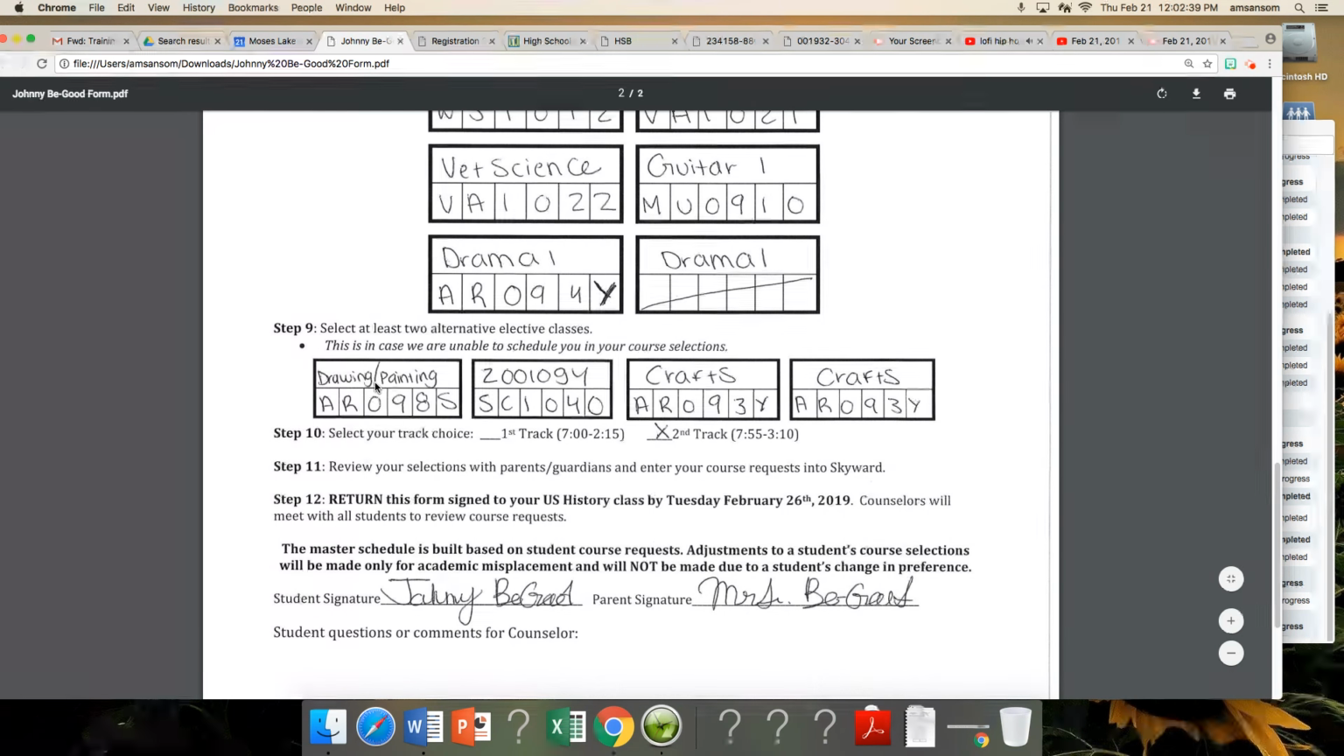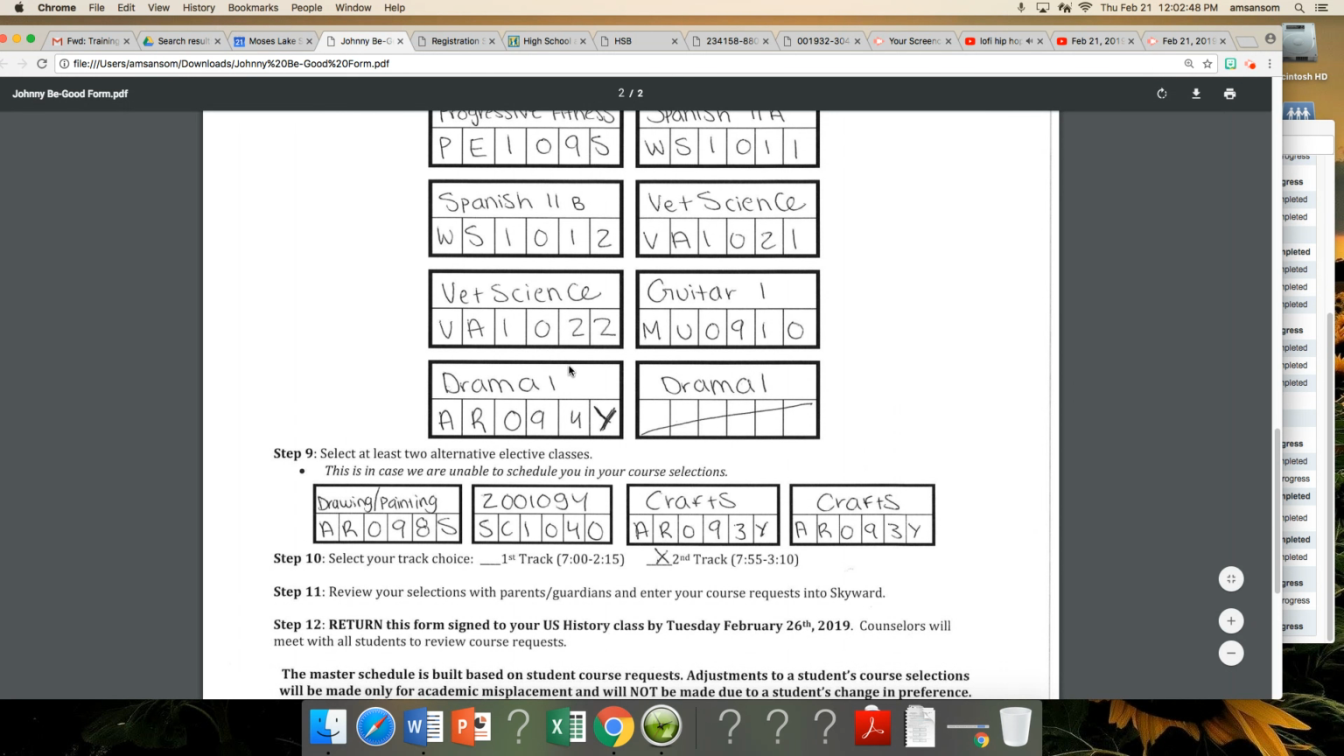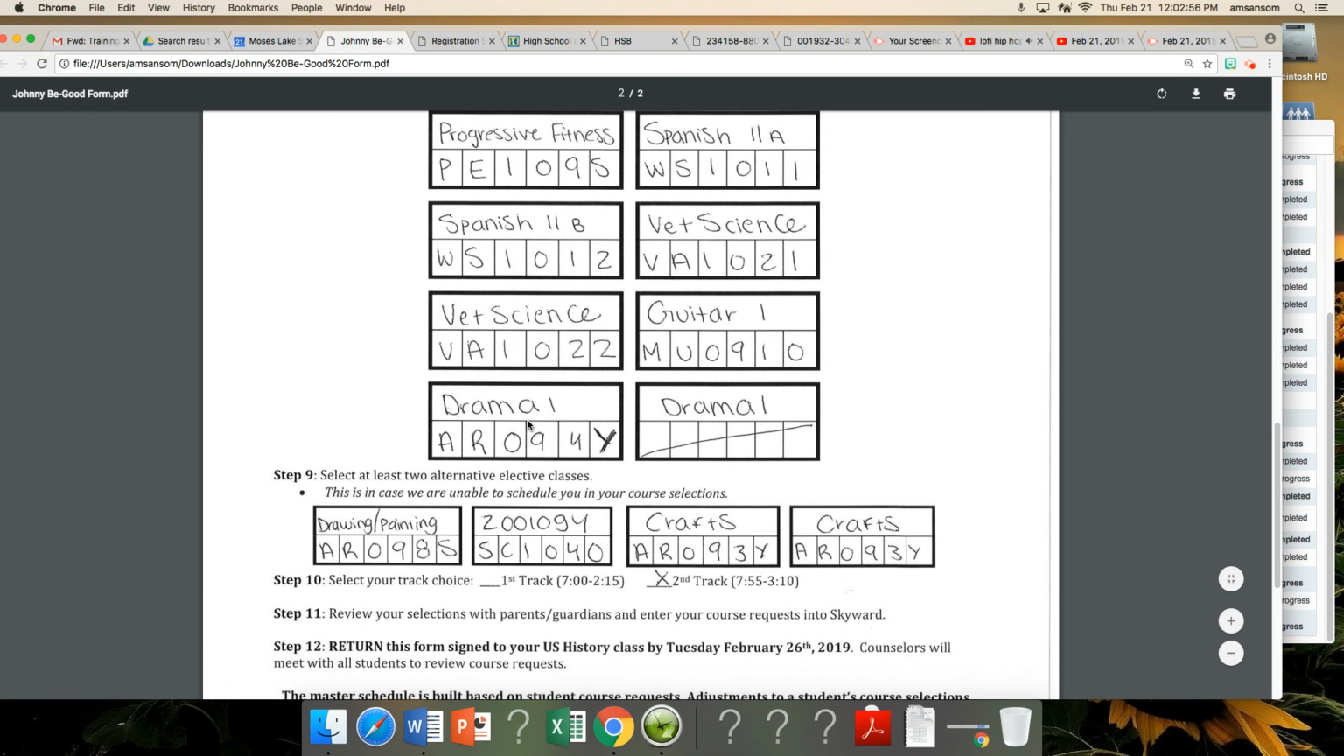So next is step 9. So this is important. These are the 2 alternative classes that you would like to take. So all these boxes need to be filled in. Absolutely. You should have no blank boxes on your page. So step 9 are classes that, in case he doesn't get into drama, drama's completely full, or guitar is completely full, these are classes that he's also interested in and would like to take in place in case he can't get into these classes. So he puts drawing and painting for a semester. He's also interested in zoology. And then he really likes the sound of crafts. He wants to take crafts for a full year if he can, for example, if he can't get into drama.